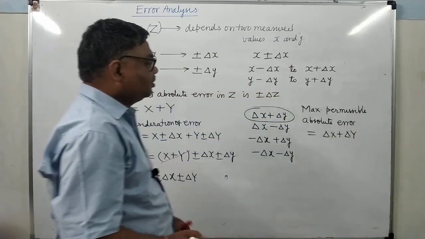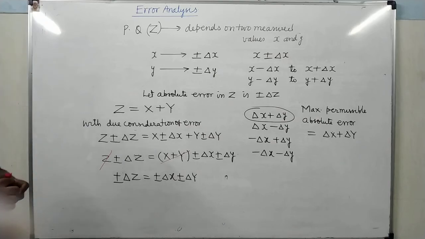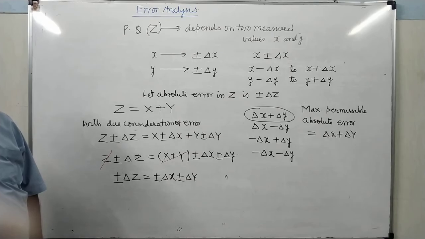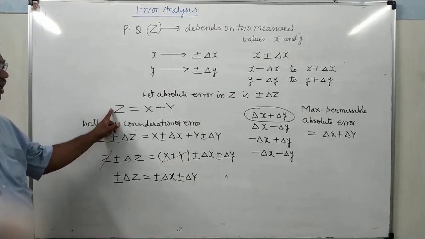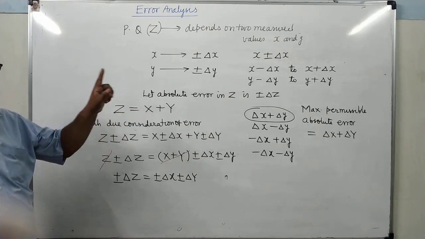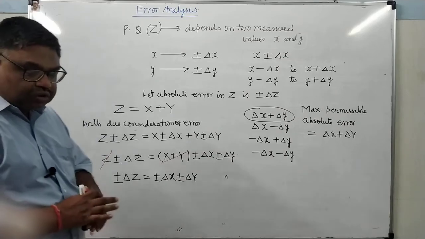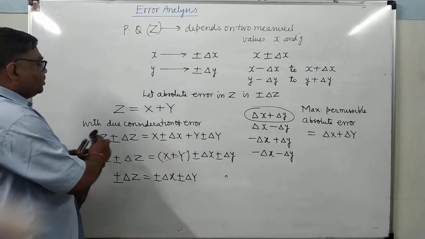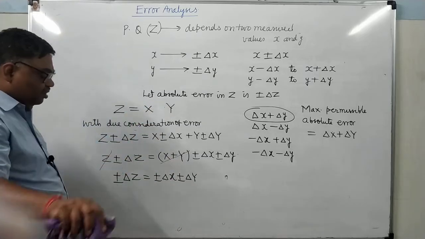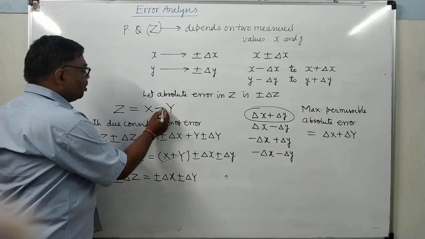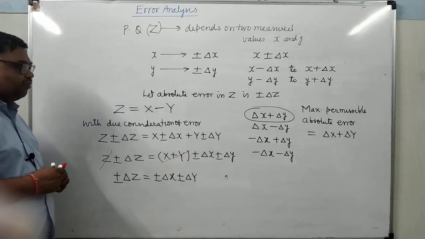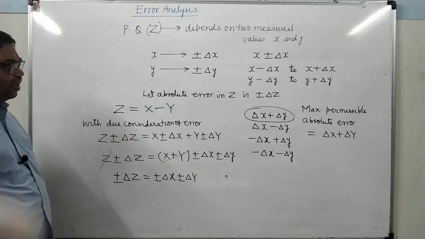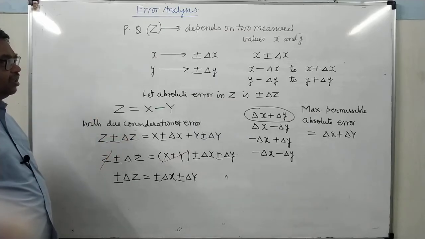It's clear? So this is the case when the final result has been obtained by adding the measured values. Suppose in place of addition there is subtraction. The final result is obtained by subtracting one measured value from the other measured value. So when you write it here with due consideration of error, these things will remain the same.